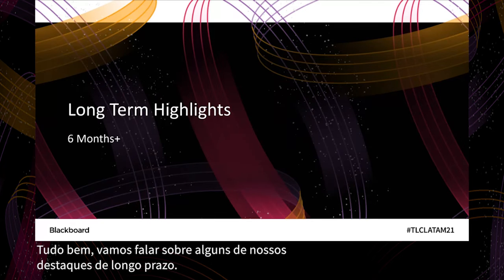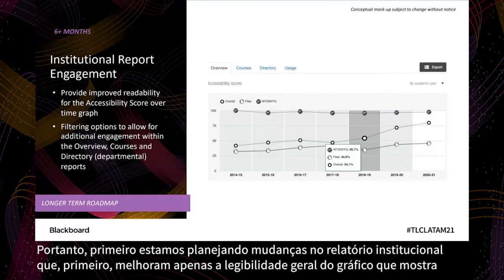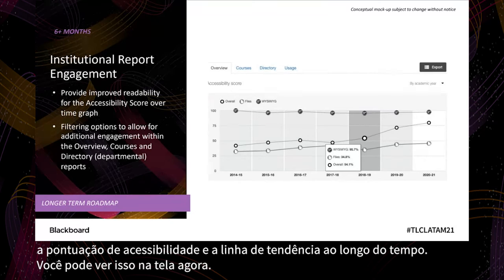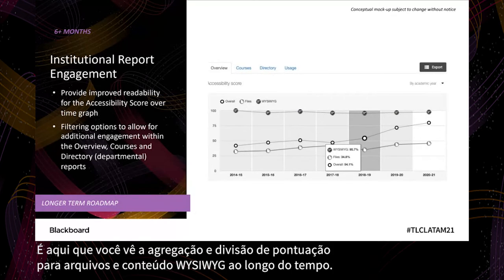All right, let's talk about some of our longer term highlights. So first, we're planning on improvements to the institutional report that, one, improve just the overall readability of the graph that shows the accessibility score and trend line over time. You can see that on screen right now. And this is where you see that aggregation and scoring breakdown for files and WYSIWYG content over time.